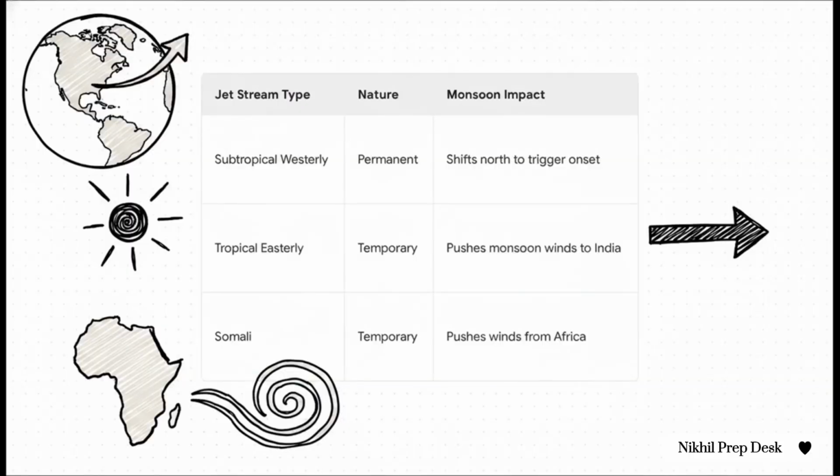And here are the heavy hitters that power our monsoon engine. By the way, this is a highly testable concept for your exams, so pay attention here. First, you have the subtropical westerly jet stream. This one is permanent, but it physically shifts north of the Himalayas to actually allow the monsoon to enter. Then we have the temporary summer players. There's the tropical easterly jet firing up high in the atmosphere, and the Somali jet, which is a lower-level stream over near the Horn of Africa that pushes winds directly toward India.